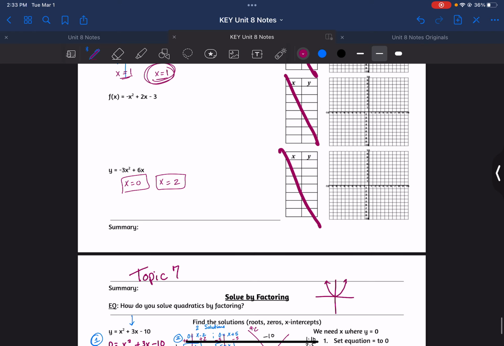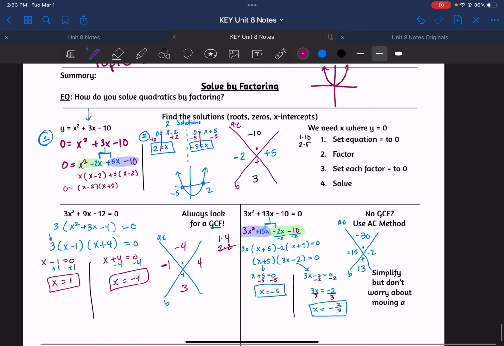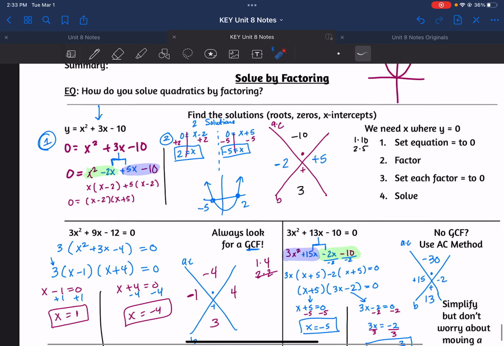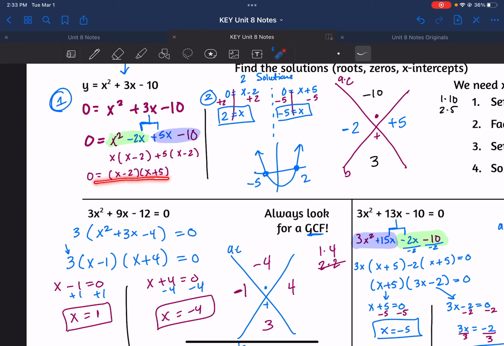So I know this video took a long time. Let me just quickly explain what we did, right? Topic 7 was basically solved by factoring. We did the x factor, where we were trying to come up with those two factors. Once we did that, we needed to set each one of them equal to 0 and then solve for x, because this will tell us, oh, x equals 2, that's one of your x-intercepts. X equals -5, that's one of your x-intercepts.